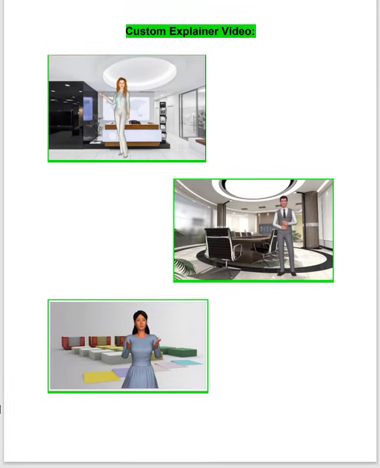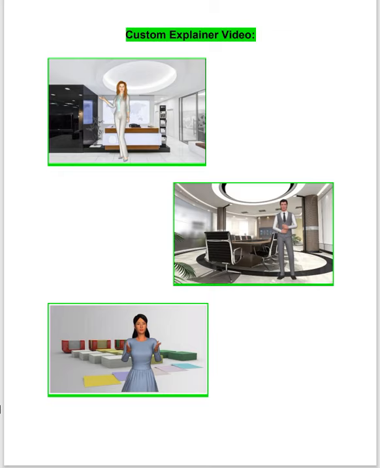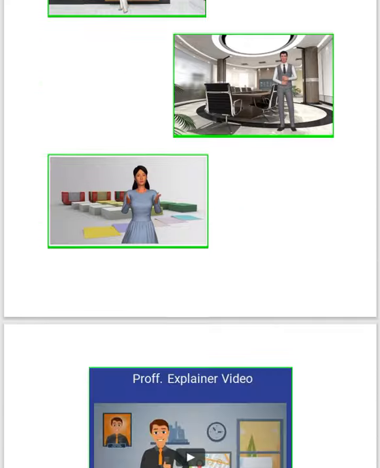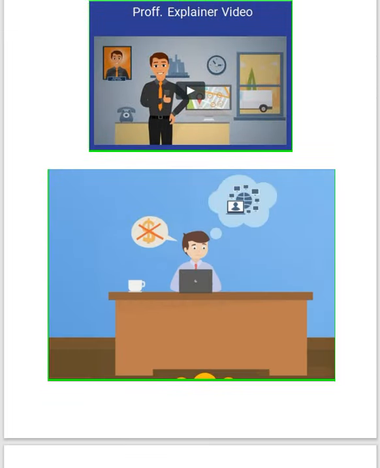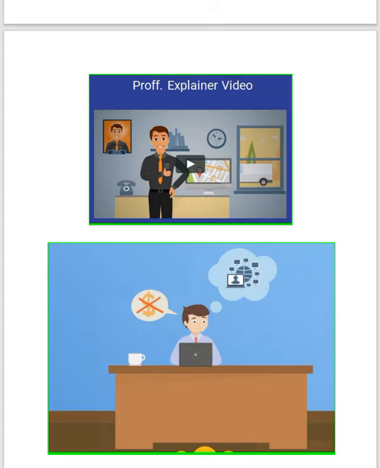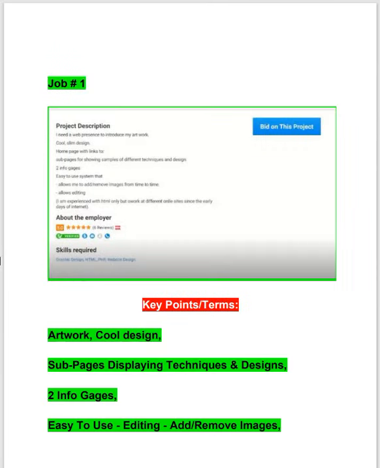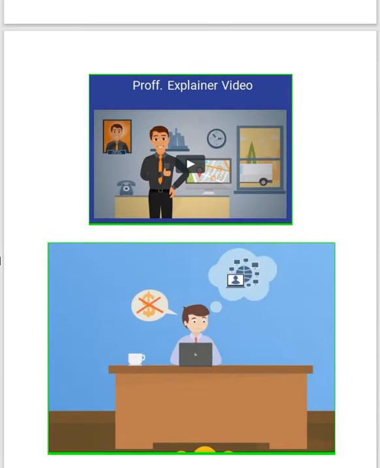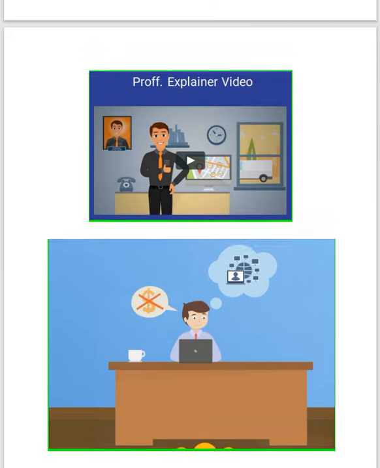You can also give them a custom explainer video for their business. Video converts and videos are expensive, so this is the type of video we can give them. These are explainer videos by professional animated avatars or animated characters. They can have male and female. So these are the explainer videos we can offer them for free. And we can also offer them this type of 2D animated explainer video as well. So these are the incentives you are allowed to offer to your customers.